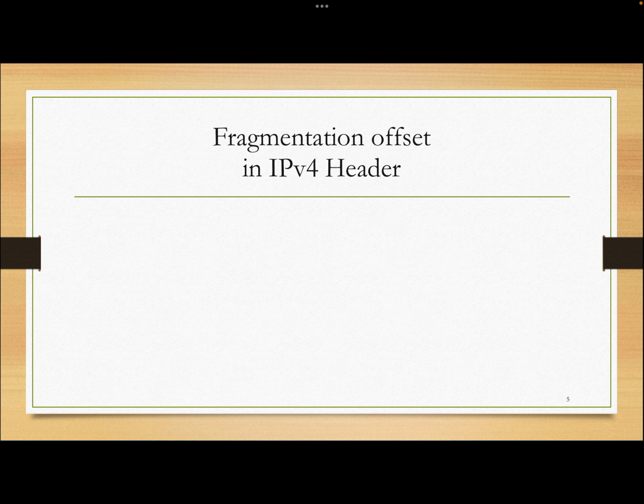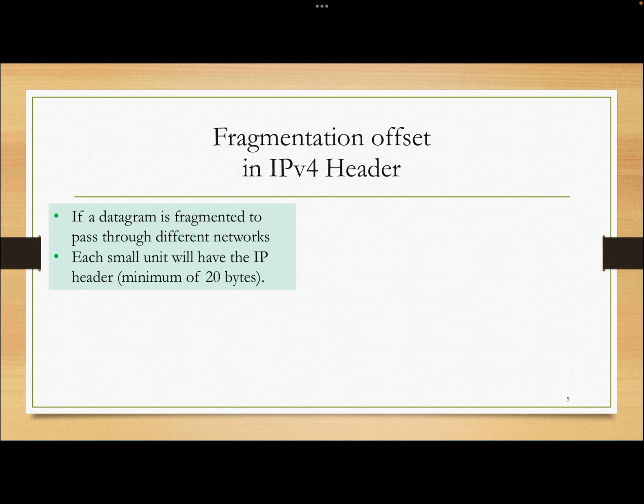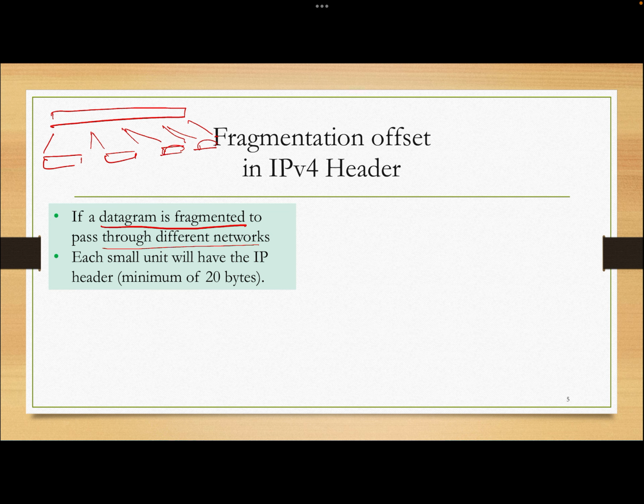Now let's look at the fragmentation offset in the IPv4 header. If a datagram is fragmented, you can see that it can have a size of up to 65,000 something bytes, very long. So when you go through many different networks that support shorter packet sizes, you may have to fragment. So if this is your datagram and you have to fragment it, you fragment, and then you must add a header.